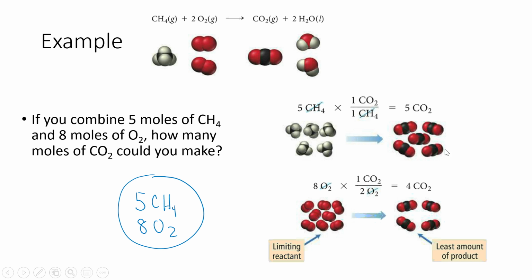I only need to compare how much product they could make. So even though we start out with more oxygen than methane, because of this mole ratio, because we need 2 oxygens for every 1 CO2, my oxygen actually ends up being my limiting reactant. Okay, so the one that makes the least amount of product is going to be your limiting reactant. That's kind of the big takeaway here.